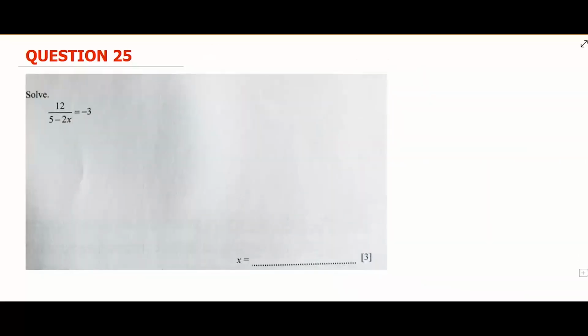So the next question is question 25. We are asked to solve 12 over 5 minus 2x equals -3. So what you need to do here is to cross multiply.